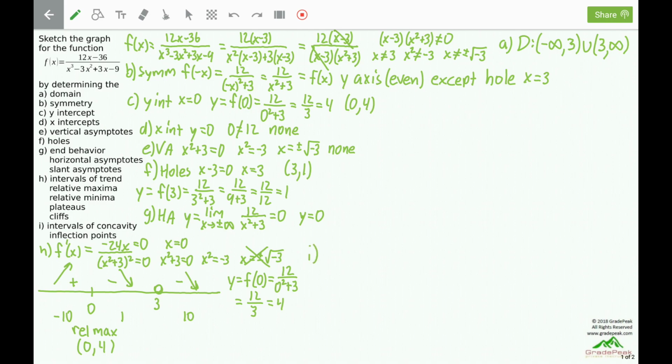For part I, we want to determine the intervals of concavity and any inflection points. All of this involves the second derivative, f double prime of x. We'll take this from the first derivative. It will require a little more room. We can work this out on the other page.